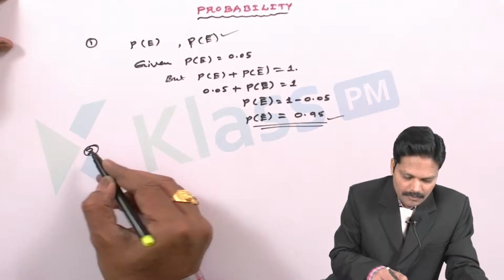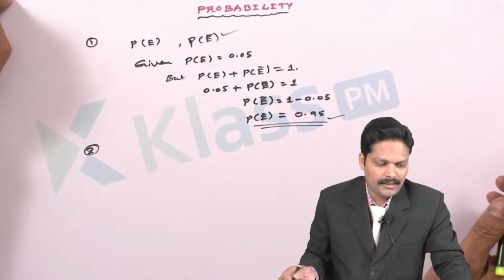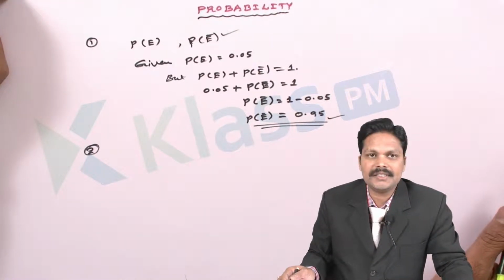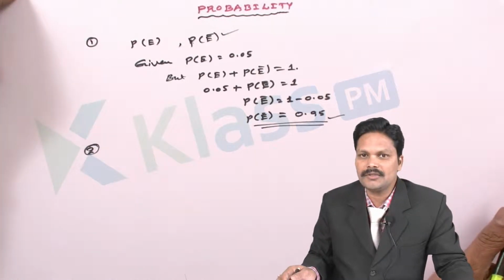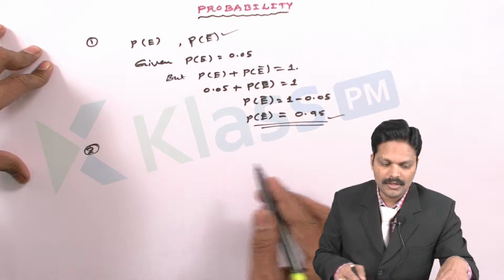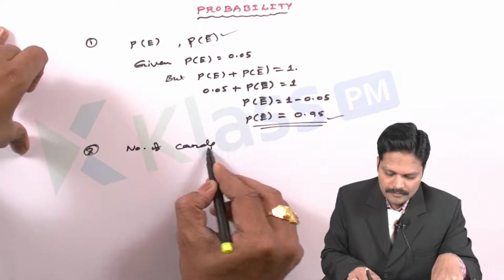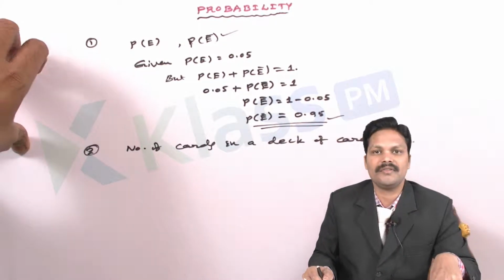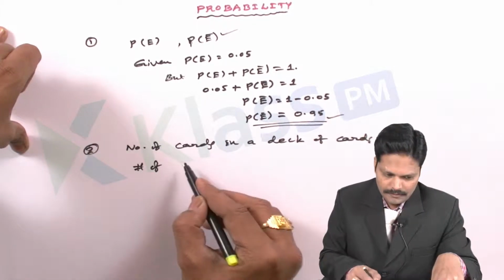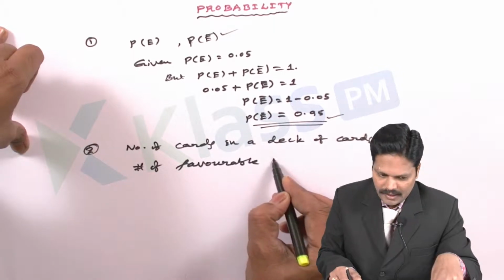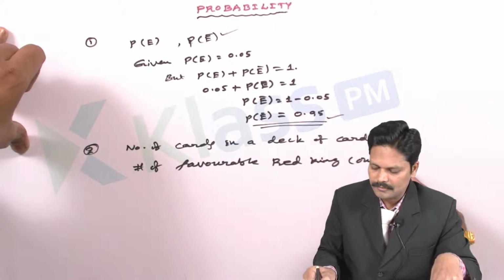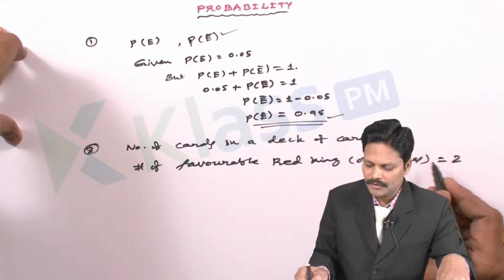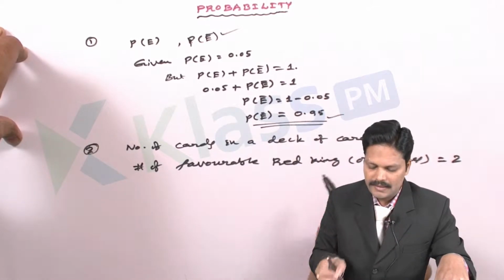Coming to the next problem: what is the probability of selecting a red king from a deck of cards? So here we need to get the probability of the king, and that king should be red, from the deck of cards. We know the number of cards in a deck is 52, and the number of favorable outcomes, the red kings, is only 2. In the deck of cards, out of 52 we have only 2 red kings.